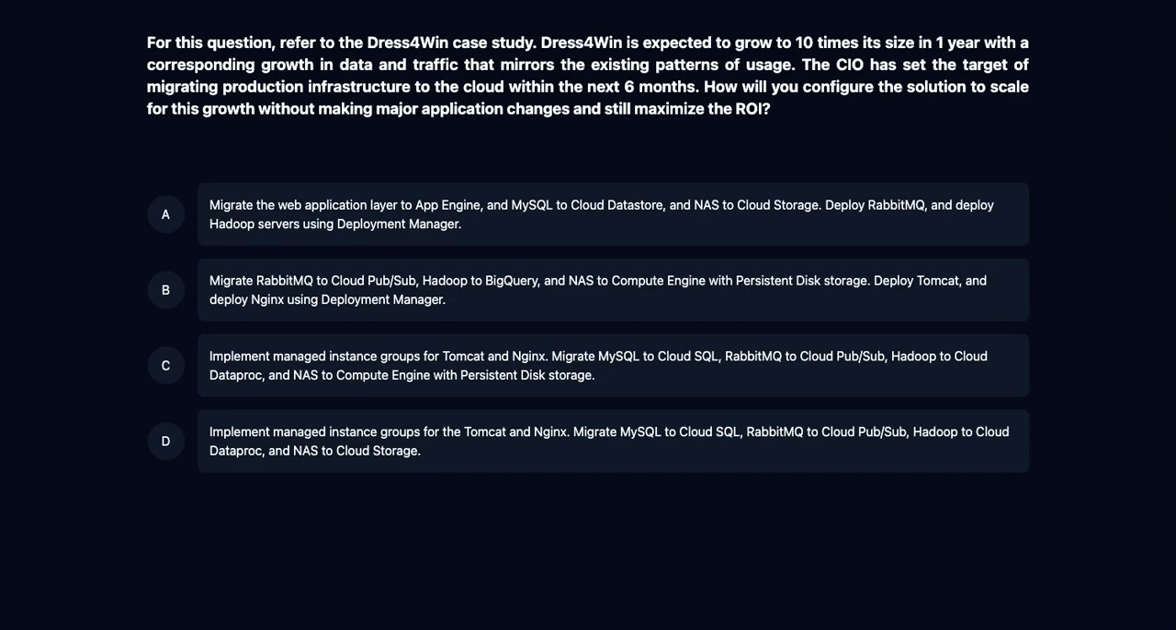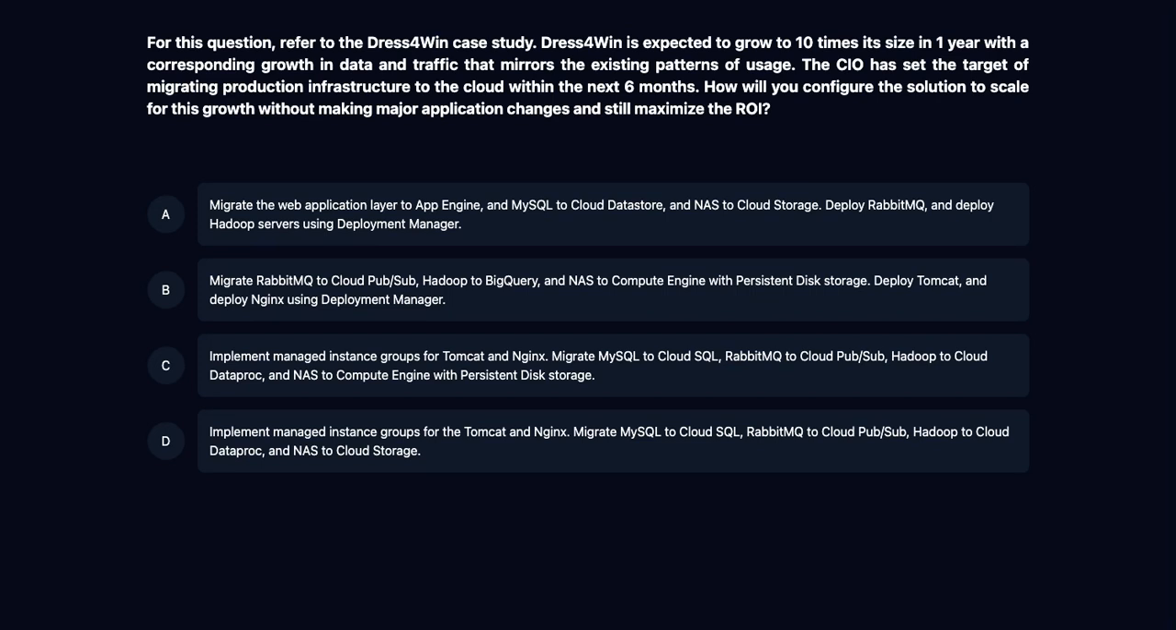For this question, refer to the Dress4Win case study. Dress4Win is expected to grow to 10 times its size in 1 year, with a corresponding growth in data and traffic that mirrors the existing patterns of usage. The CIO has set the target of migrating production infrastructure to the cloud within the next 6 months. How will you configure the solution to scale for this growth without making major application changes and still maximize the ROI?